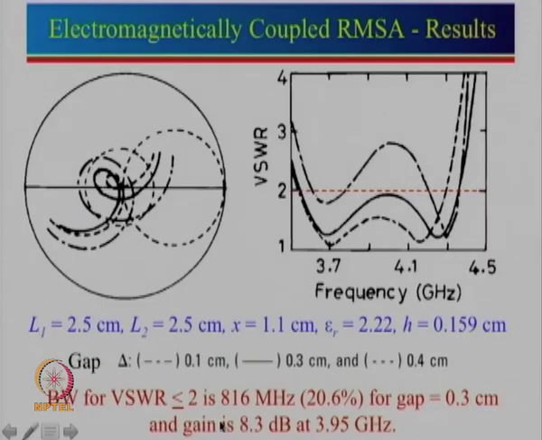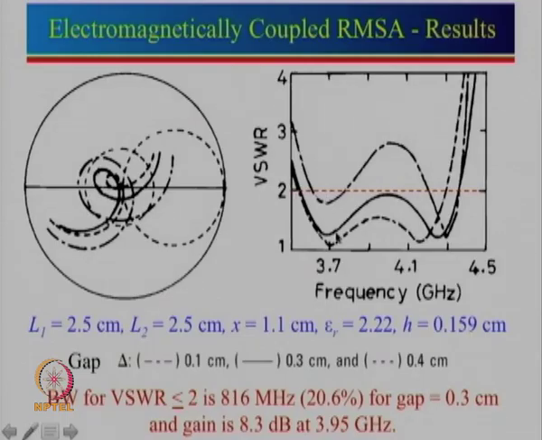So, for this particular case here we can see that the bandwidth is about 816 megahertz, which is 20.6% bandwidth. So, we can see that it is a much larger bandwidth and can be used for design of various antenna. This is the case for 0.3 centimeter, and correspondingly here one of the nice things with this configuration is gain is relatively flat over the bandwidth, and the gain is about 8.3 dB at 3.95 gigahertz, which is approximately the center frequency. Now, even this smaller loop size is sometimes useful.